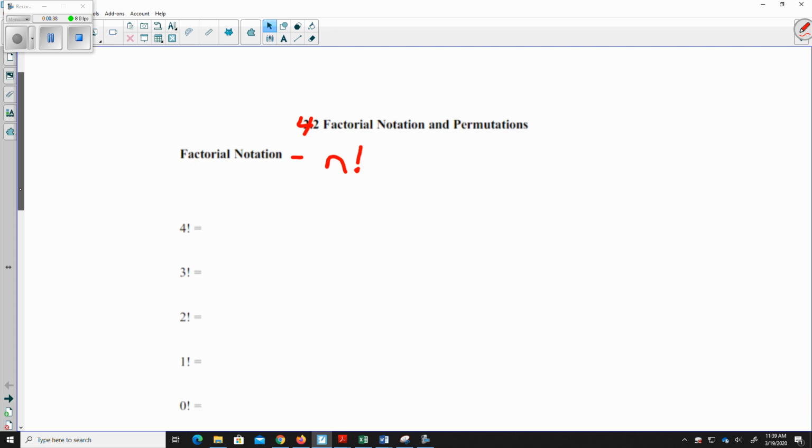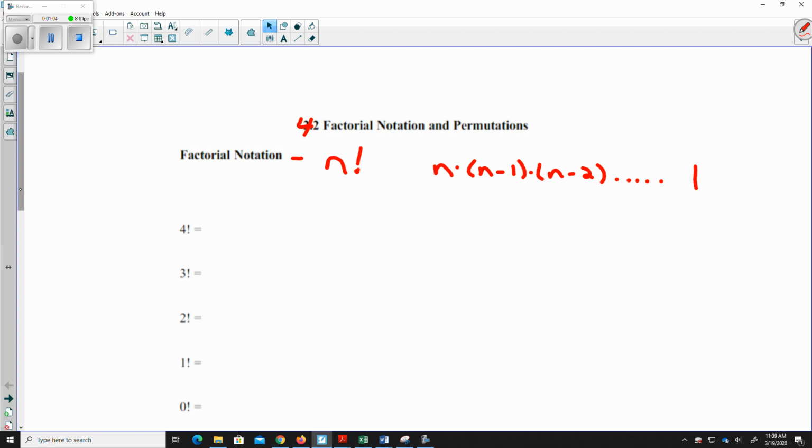And what n factorial does is it takes any number, so like n, and it reduces it by 1 consistently until you get down. You keep subtracting 1, eventually you're going to hit 1. And what you do is you multiply all these numbers together.